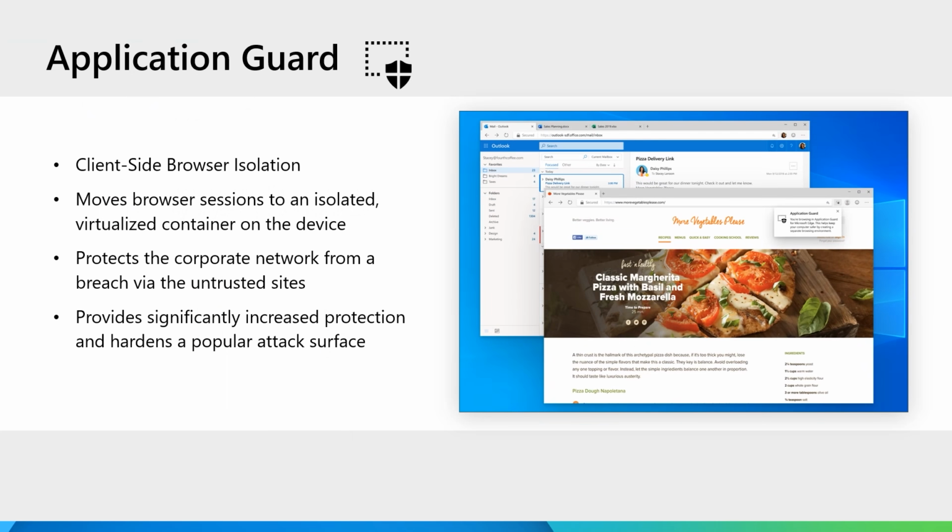So, how does Application Guard work? Application Guard is a client-side browser isolation solution. It moves browser scenarios to an isolated virtualized container on the device. And by doing so, it protects the corporate network from reach via untrusted sites, which all go into the virtualized container. It also provides significantly increased protection and hardens a popular attack surface, which is the browser.